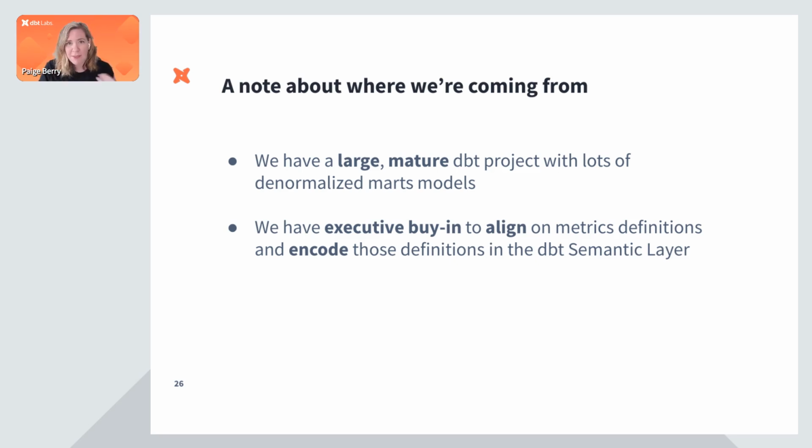Another note about us, we have executive buy-in to align on metrics definitions and encode those definitions in the Semantic Layer. The executives themselves were frustrated with the status quo and believed that the Semantic Layer was the answer. We started with metrics that they themselves care about, like company-wide metrics we report to the board, and we had clear owners of the metric definitions that we started with, which really simplified the process. It's really helpful to have a single owner who can be like the final authority, the tiebreaker, have the final say when you're developing and defining these metrics for the first time in the Semantic Layer.